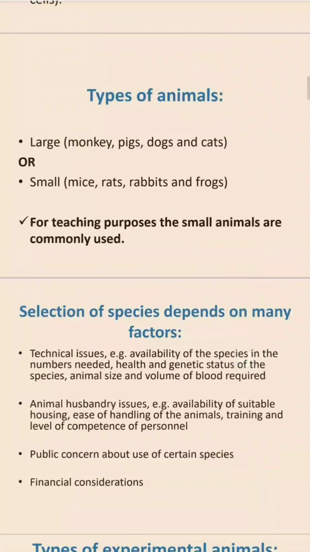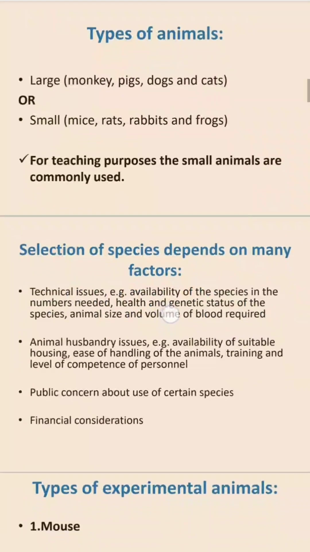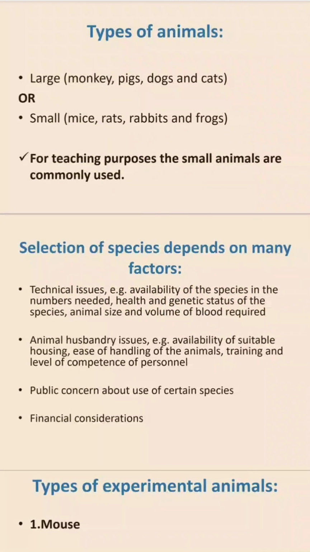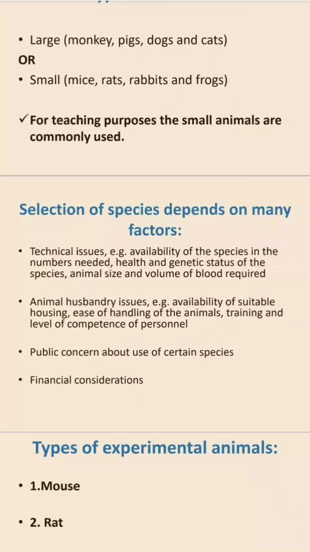So the type of animal which we should use falls in a large category or a small category. In the large category we can say monkey, pig, dogs and cat, and in the small category we can say mice, rats, rabbit and frog. For teaching purposes the small animals are commonly used, and the most commonly used animal is the Wistar rat, albino Wistar rats.